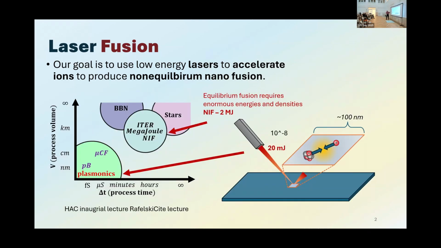So we're actually studying fusion reactions occurring not in equilibrium. We're accelerating these particles with a laser, similar to what would happen in a particle accelerator, and we're trying to collide them together on a micro scale to get them to fuse. So we're doing fusion on the femtosecond scale and the nanometer scale, just to give you a sense of scale.